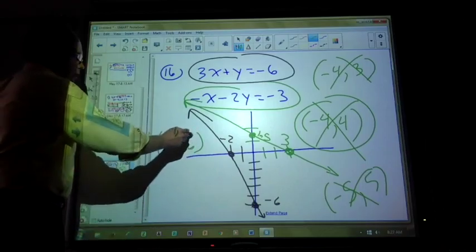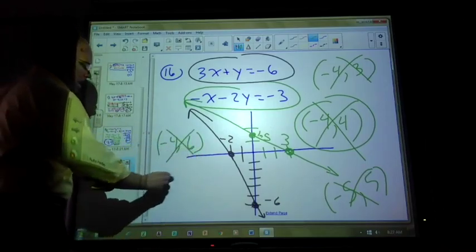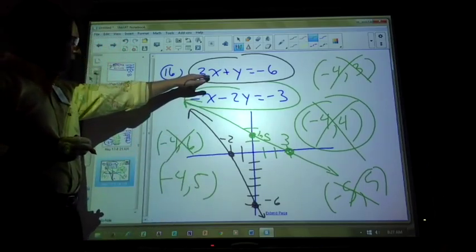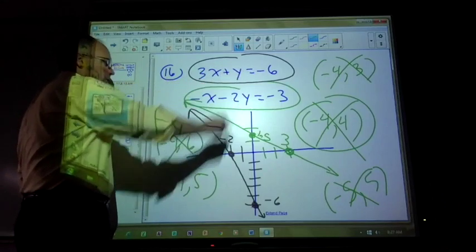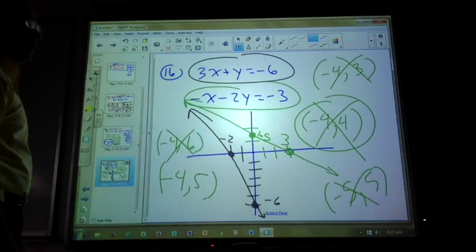Would it be negative? What do you got? I was saying, would it be negative 4, 5? Negative 4, 5. That's negative 12. Nope, that's not going to work. Won't work on the first one. Negative 4, 3. So it has to have a 6. That's for the second one. Yeah, okay.